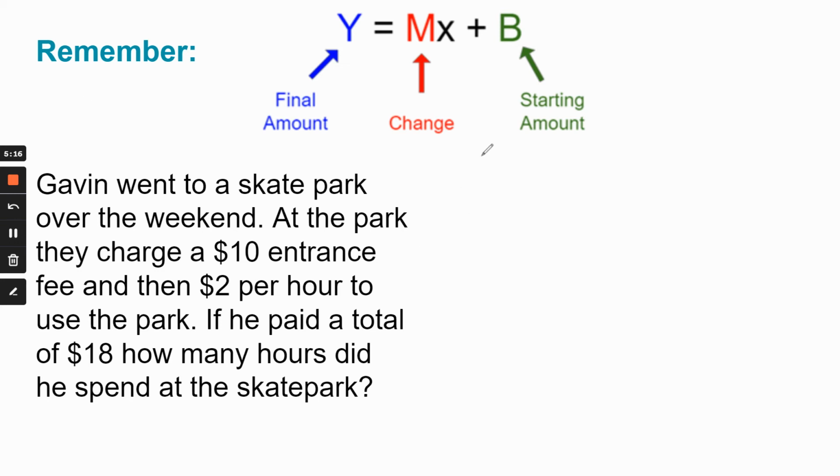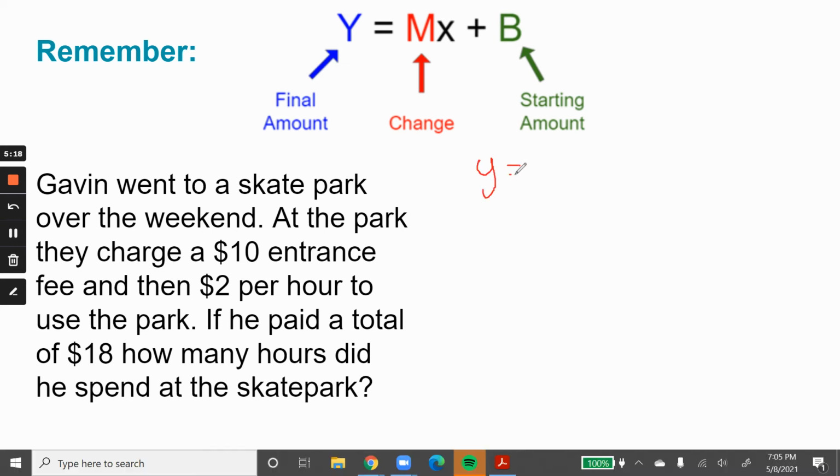So again, we're going to start with our equation. Y equals mx plus b. For our y, we're looking for the final amount. How much did he pay in all? Okay, that's $18. So for the y, we're going to put 18 equals m.